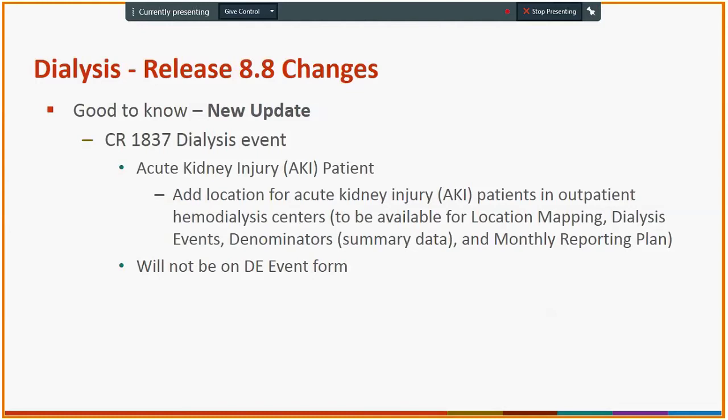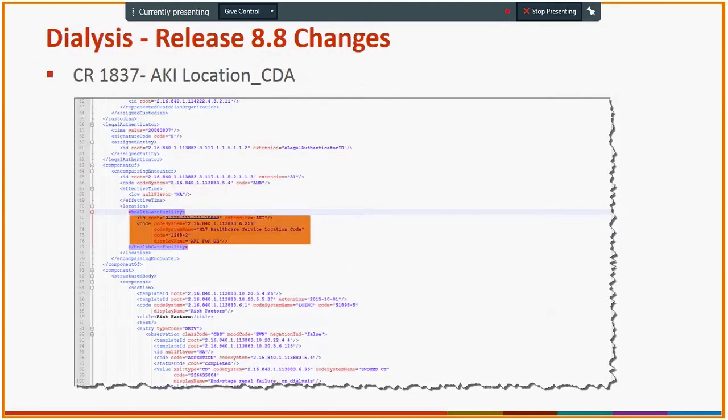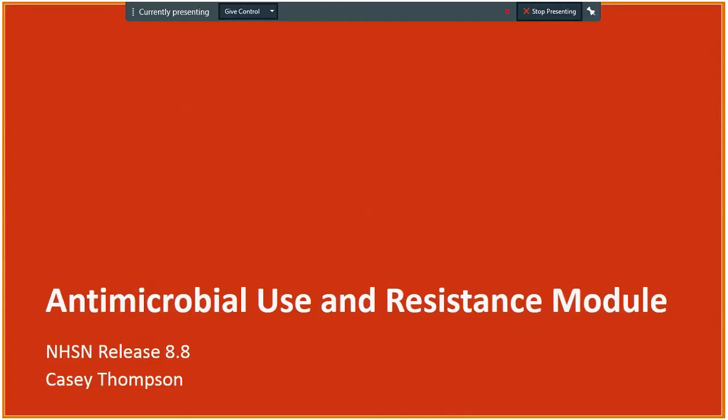All right. So an update for the CR 1837. Initially, the CR was updated from a previous request regarding the AKI patients. This will no longer be on the dialysis event form. AKI will now be added as a location for patients in outpatient hemodialysis centers and will be reported as a location in dialysis events and summary data. The next slide here shows a sample of a CDA sample with the AKI location. So here you can see on the XML CDA sample, we have the highlighted area where AKI has been added as the location. All right, and I will now turn over to Casey Thompson.